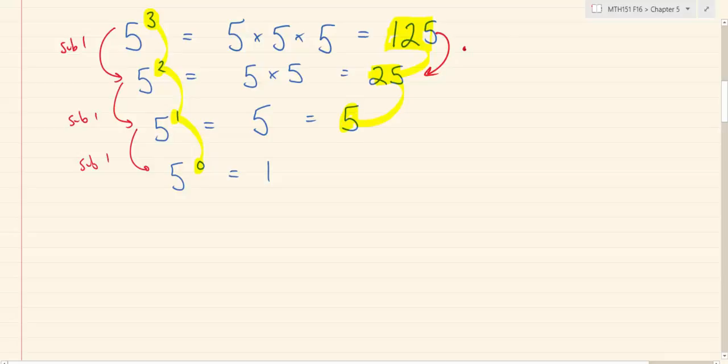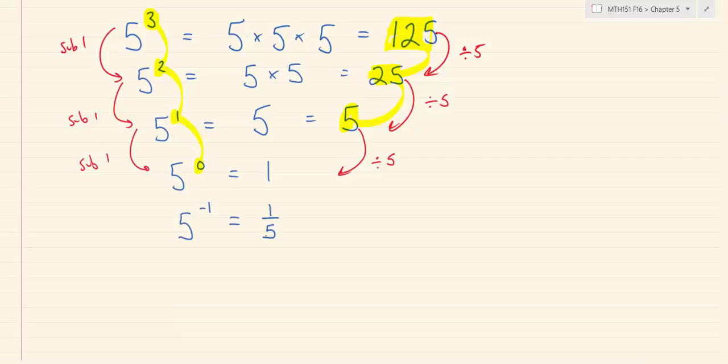Divide by 5, right? Divide by 5. And then to get from here to here, divide by 5. So to get from here to here, what do we have to do? Divide by 5. And what's 5 divided by 5? 1. Let's keep going. 5 to the negative 1.